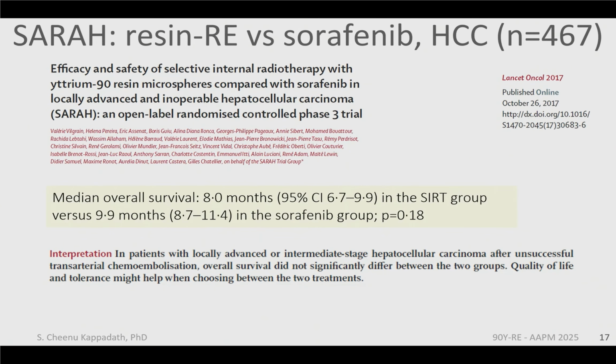This is also a resin study that looked at first line again, HCC, right? So we're looking at sorafenib, which was a tyrosine kinase inhibitor that came out of the SHARP trial, against Y90, a head-to-head first-line treatment. And again, you see this. This was a negative study because they wanted to look at overall survival. And they saw there was no difference in overall survival between these 2 patient cohorts.